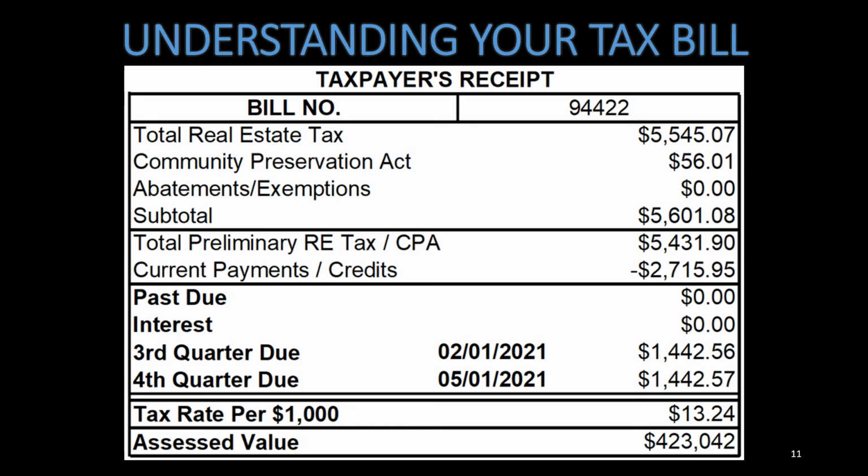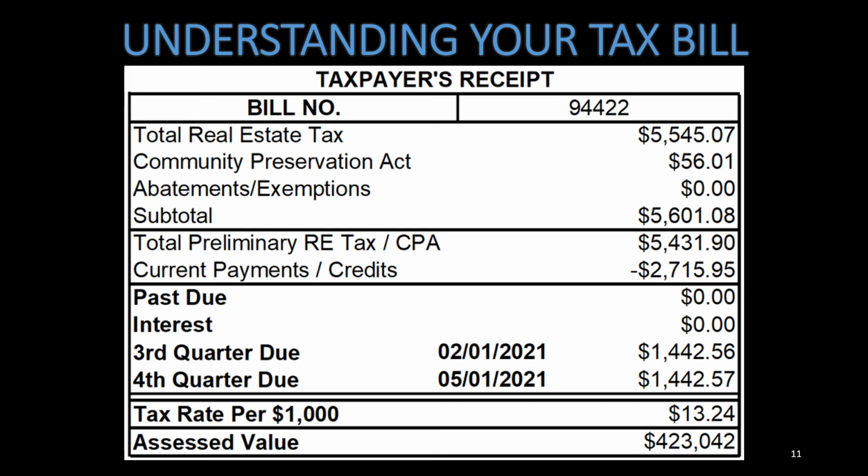Those values are added and subtracted together to come up with a subtotal. In this example, reflecting what we just went through the calculation on, we didn't have any abatements or exemptions for our example, so it's the $56,0108.